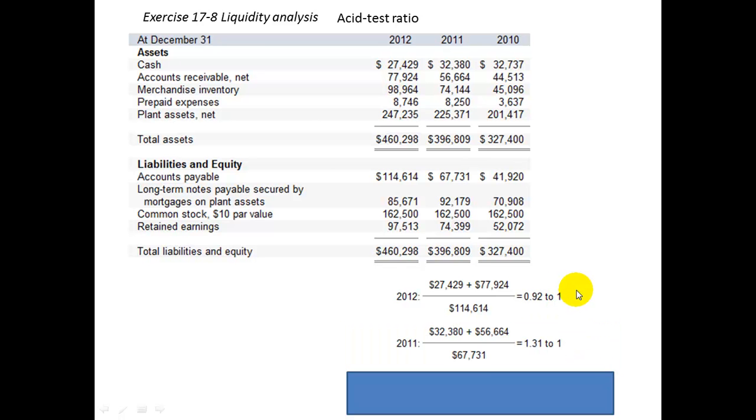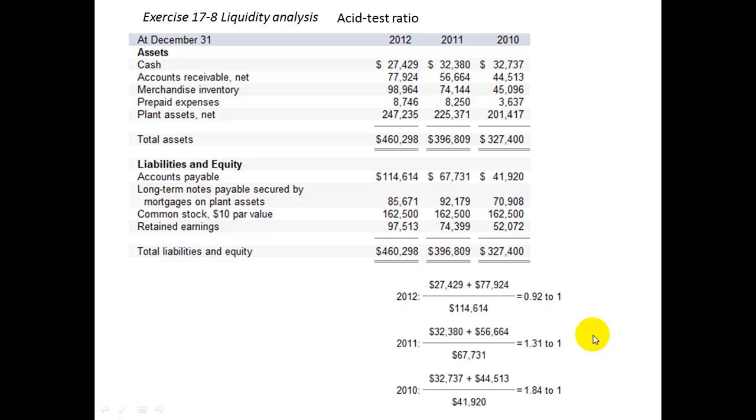Go on to 2011, same information. You do your quick assets divided by the current liabilities, and that's a little better. 1.31 to 1 is better. And then 2010, looks like we've got an even better ratio. So going backwards looks good, but when you start at year 2010 and go forward to 2011 and 12, it looks like this ratio is getting weaker.